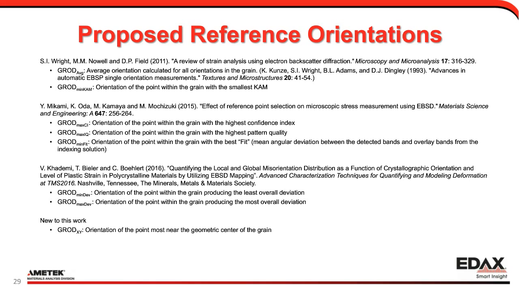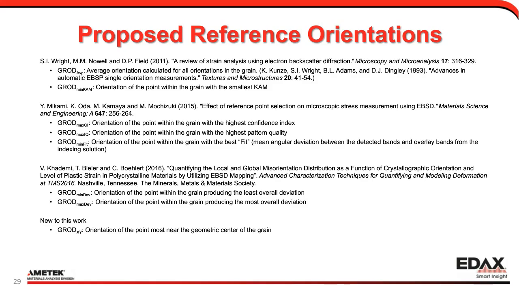It comes with various challenges, but it's one that we found works as well. Some others have been suggested by other authors, using the point in the grain with the maximum confidence index, the one with the maximum image quality, the one with the best fit. And all these go back to the idea that these would be related to the point in the grain that most likely is closest to the original orientation of the grain. Some others go to minimize the overall deviation or maximize the overall deviation. And then we've also thought, why not use the one closest to the geometric center of the grain? Not so much that it matches the original orientation of the grain, but in the sense that it gives us an idea of what's happening at the edges of the grain versus the interior.